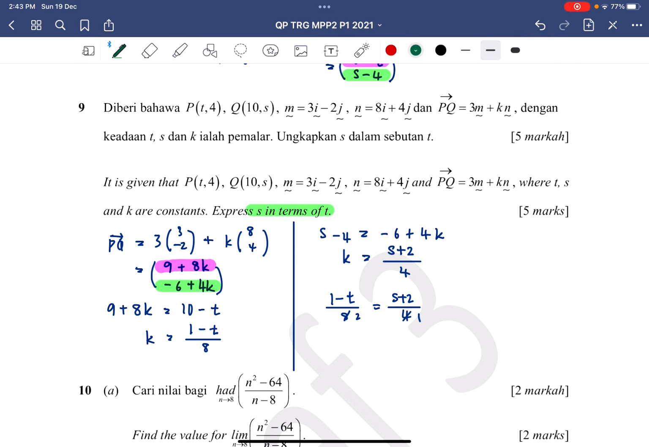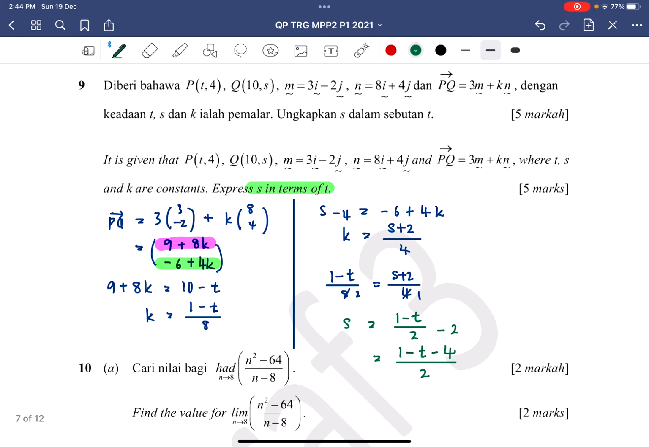So I will move my positive 2 to my left hand side. So I'll write s on my left hand side. S will be equal to (1 minus t) over 2 minus 2. Yeah, so if you rearrange, (1 minus t minus 4) divided by 2, you'll get (negative t negative 3) divided by 2. S equals (negative t negative 3) divided by 2.